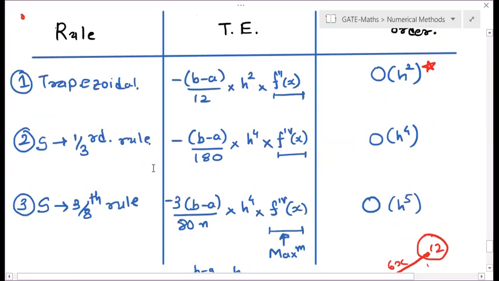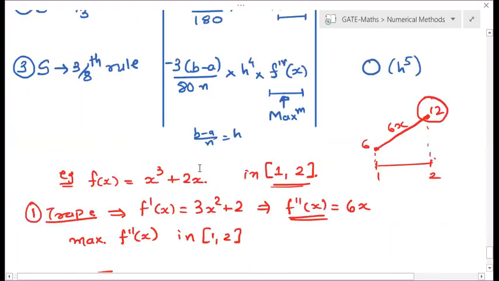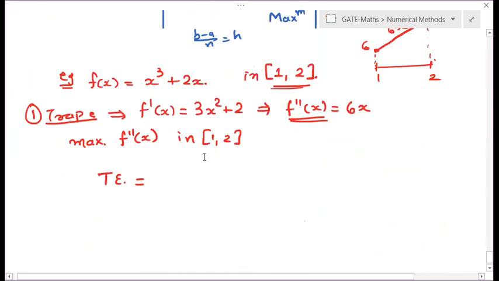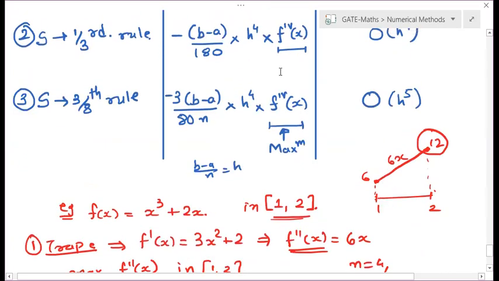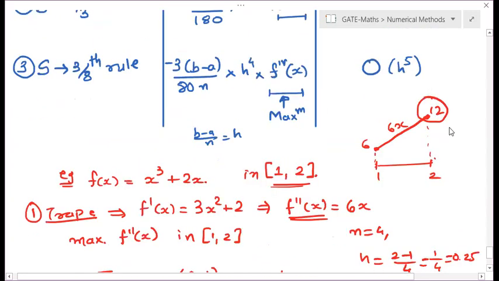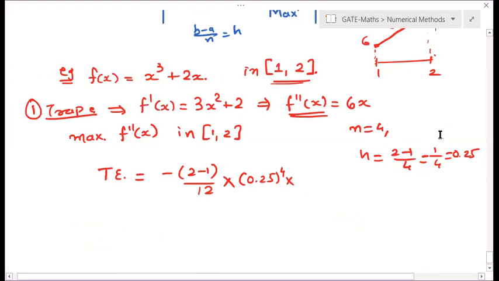So let us find this truncation error as well. Here they have not given n. B is 2, A is 1. So minus (2 minus 1) by 12 into h to the power 4. So let us take n equal to 4. So h equals (2 minus 1) by 4. Suppose n equal to 4 is given in this question. So it is 0.25. So 0.25 to the power 4 into the maximum value of f double dash x. So the maximum value of f double dash is 12, or not. So here this 12 will get cancelled out. 2 minus 1 is 1. So minus of 0.25 to the power 4. This will be your answer.